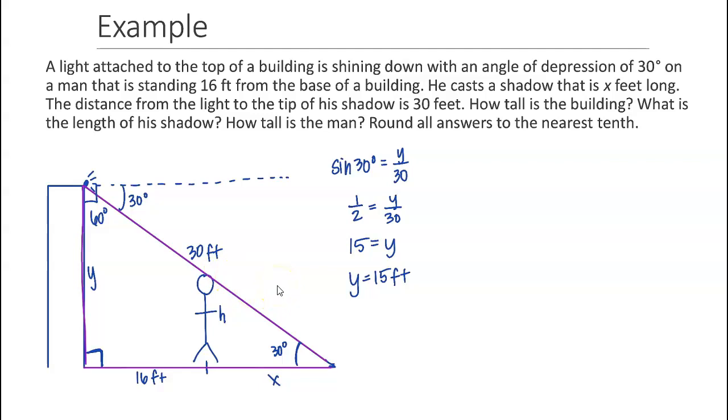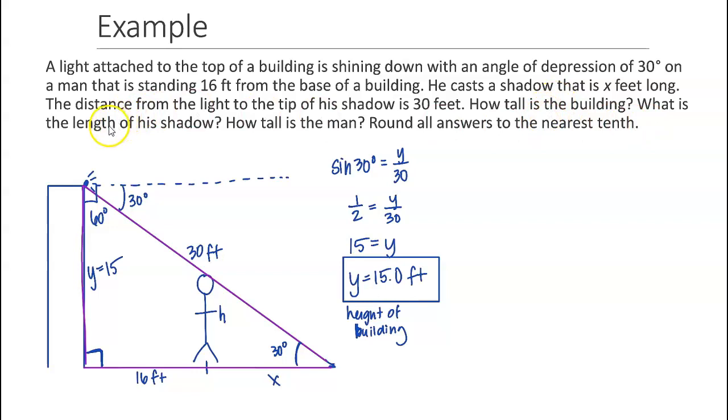Since it says round to the nearest tenth, there's no real rounding, but we can at least put 15.0 feet, because we know it is that accurate. It's exactly 15. So this is the height of the building. So now we also have that this is no longer a missing value. This value right here is 15, and it's not an approximation, it's 15 exactly. So we've answered the first question here.